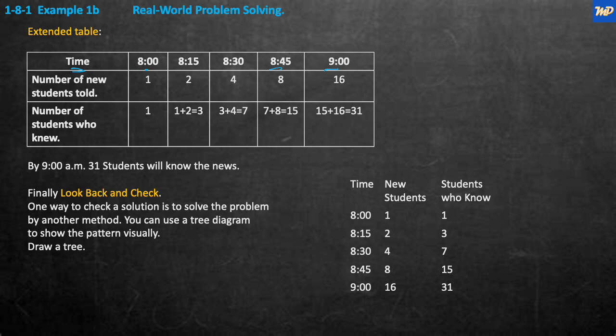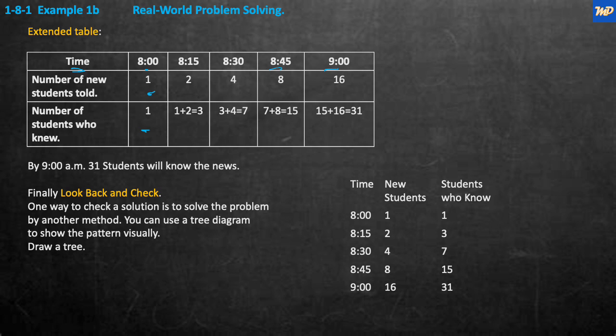So we see the number of new students told. So at 8 a.m., there was 1 new student, the first original student. There was 1. And that's the number of new students told at that moment by someone outside the school possibly. And the number of students who knew, there's 1. So that's where we're starting. That 1 new person was the sum total of all the people that knew, which is 1.